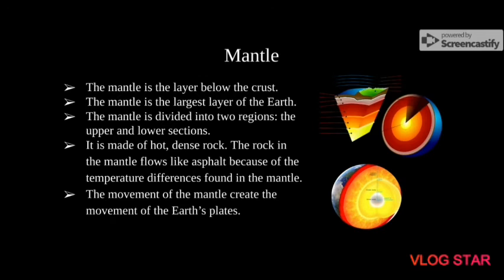Now let's discover more about the mantle. The mantle is the layer right below the crust. The mantle is the largest layer of the Earth. The mantle is divided into two regions, the upper and the lower section. It's made of hot, dense rock. The rock in the mantle flows like asphalt because of the temperature difference found in the mantle. The movement of the mantle creates the movement of Earth's plates.